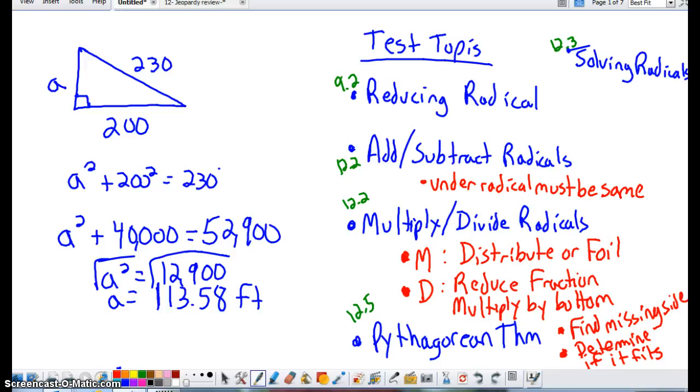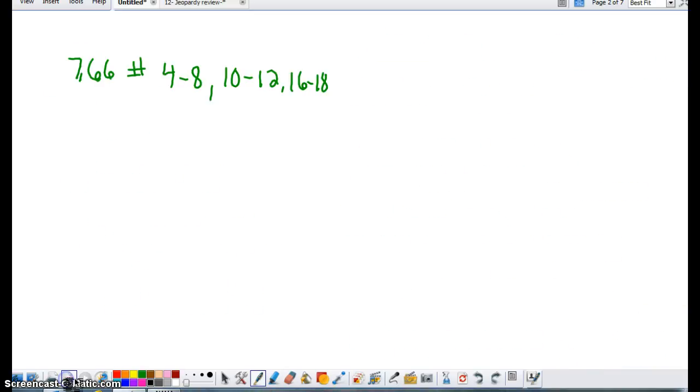In section 12.5, you have the Pythagorean theorem. You can use that 2 different ways. One, by determining what the missing side is for a right triangle, and the last is, if I give you 3 sides, determining whether it is actually a right triangle or not. So this is the homework that I assigned, page 7 to 66, 4 to 8, 10 to 12, 16 to 18. I'll do the videos in those sections, so the first one's going to cover 4 through 8.